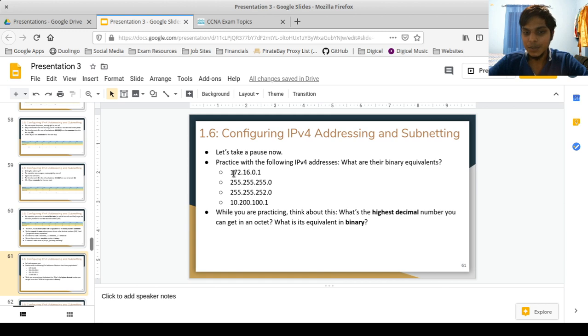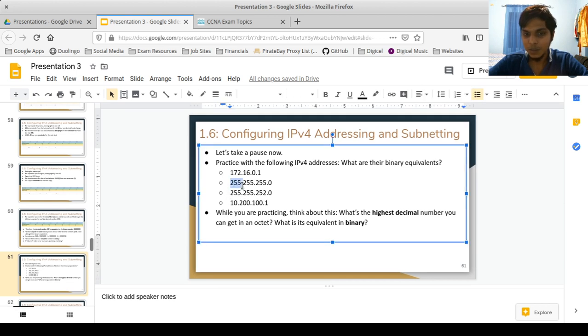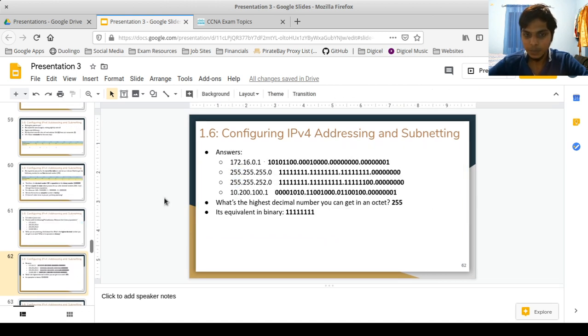So figure out the binary equivalent for all of these addresses. And this is very important: these two addresses especially, for the further topics in this presentation. So take the time now and practice. And while you're practicing, think about this. What's the highest decimal number you can get in an octet? So in one of these groups separated by dots, what's the highest decimal number you could get? And what is the equivalent in binary? So what's the highest binary number you could get in these octets as well?